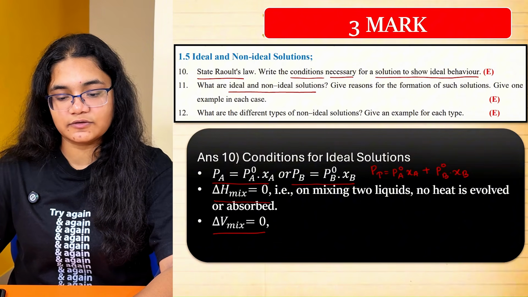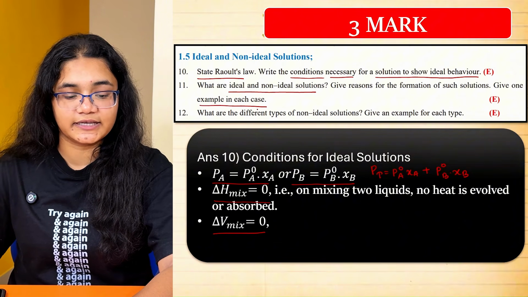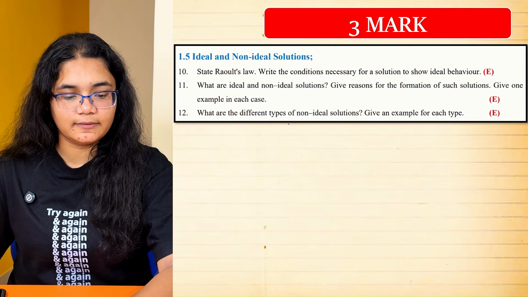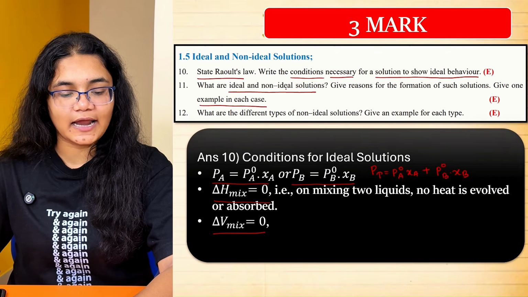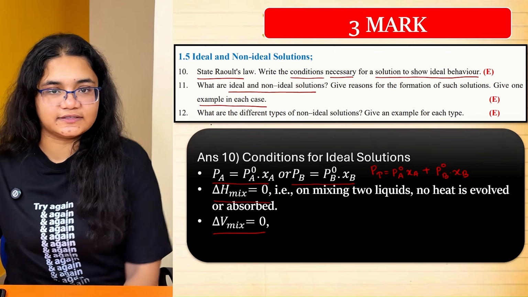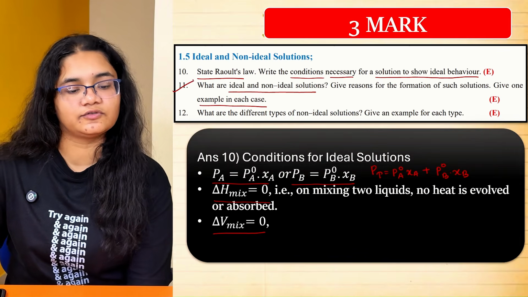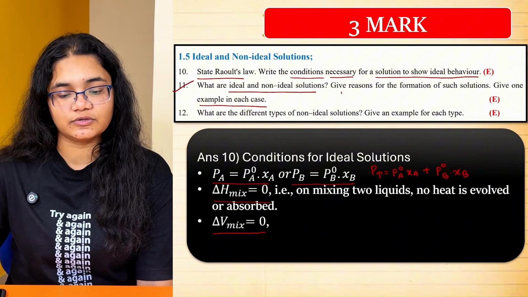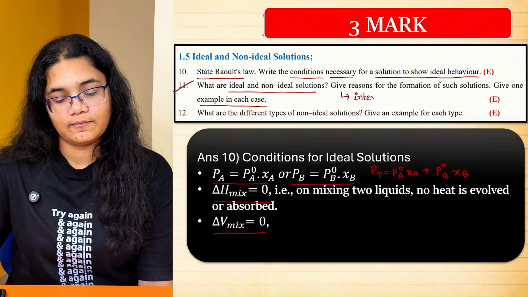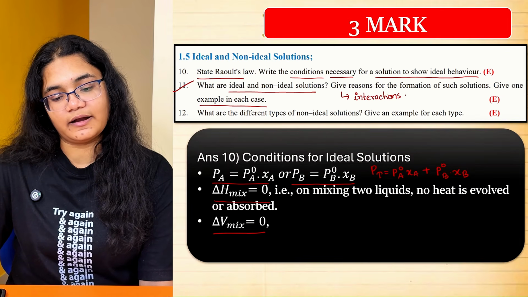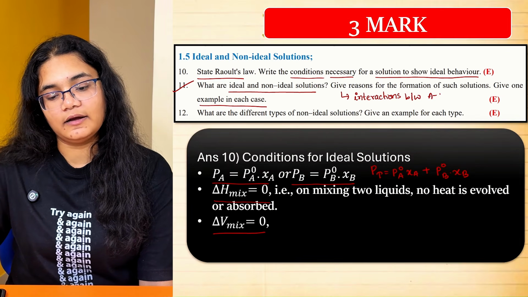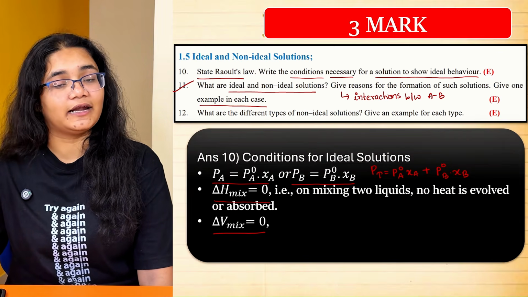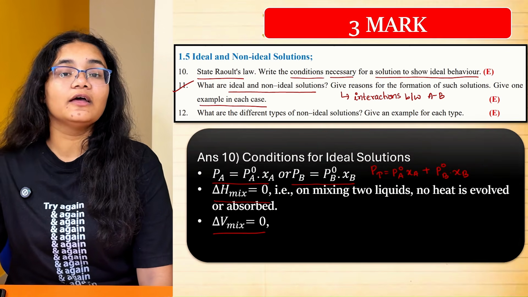Next, what are ideal and non-ideal solutions? Give reasons for the formation of such solutions and give one example in each case. So question number 11, you can see here. What are ideal and non-ideal solutions? We have also discussed the difference between them previously, so this is already discussed. Then we'll give reasons for the formation of such solutions. The reason here is the interactions between A and B. If AA and BB interactions are equal to AB interactions, then we get an ideal solution. If it is not equal, then we get non-ideal solutions.